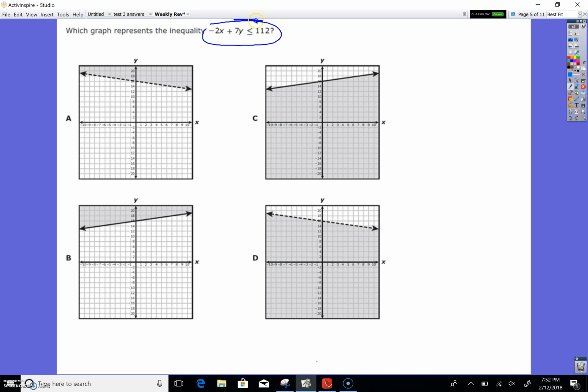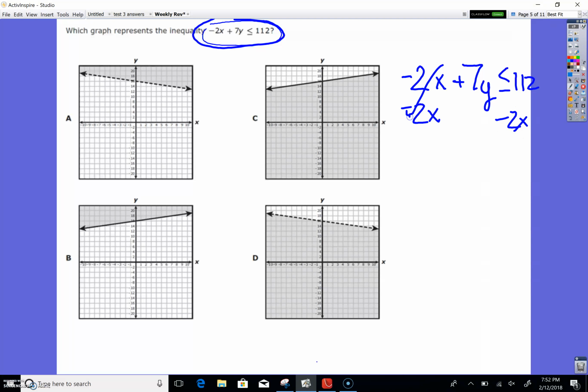Okay, so again, first thing we need to do, because we're graphing negative 2x plus 7y is less than or equal to 112. Remember, the first thing we do is add 2x to both sides. This cancels, so I have 7y is less than or equal to... no, I'm doing positive 2x, sorry.